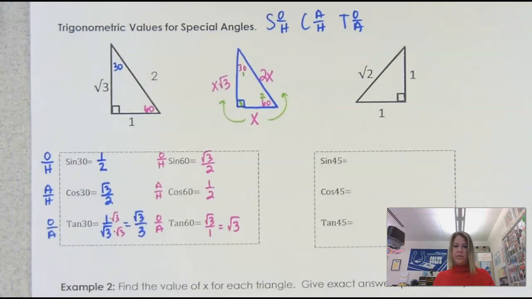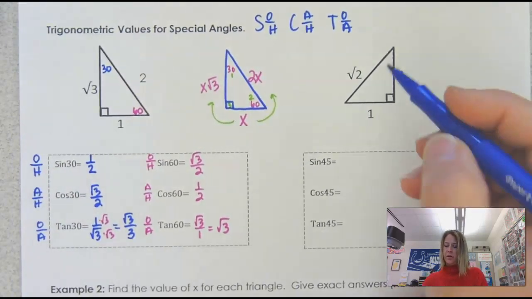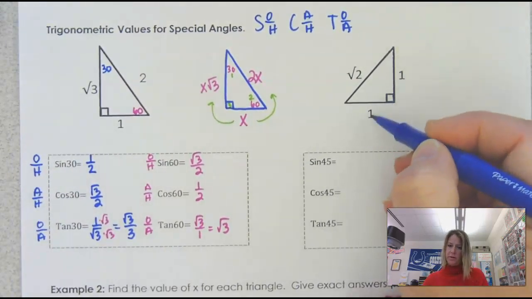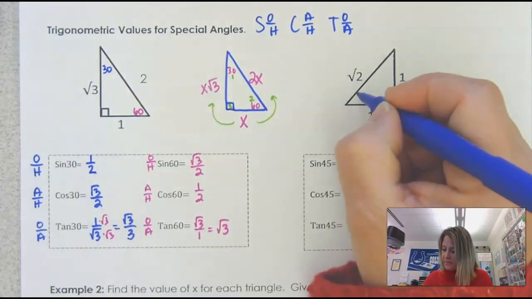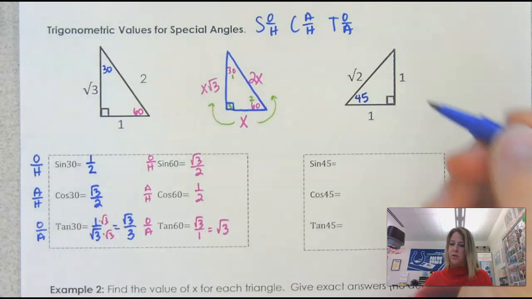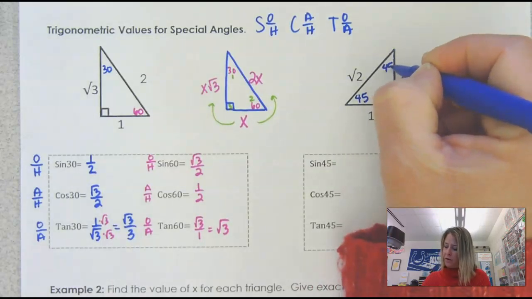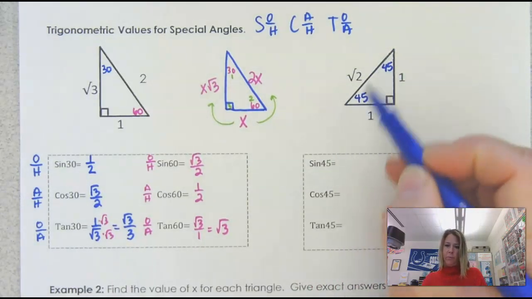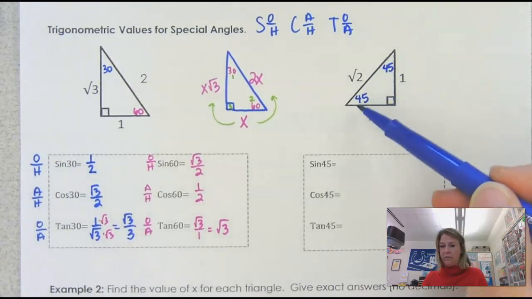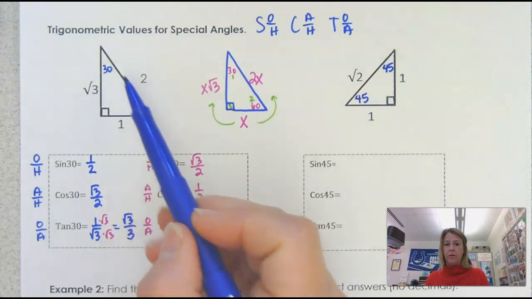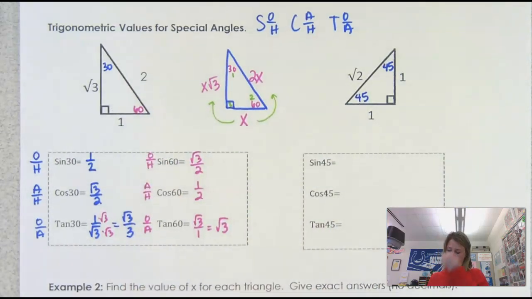All right, so now let's take a look at this other triangle here. Notice that these two sides, these legs, are the same. So when that happens, that gives us a 45, 45, 90 triangle. So both of these angles are 45. Remember, three angles always add up to 180, so that's kind of where these numbers all come from. 90, 45, 45, 180. 30 plus 60 plus 90 adds up to 180.